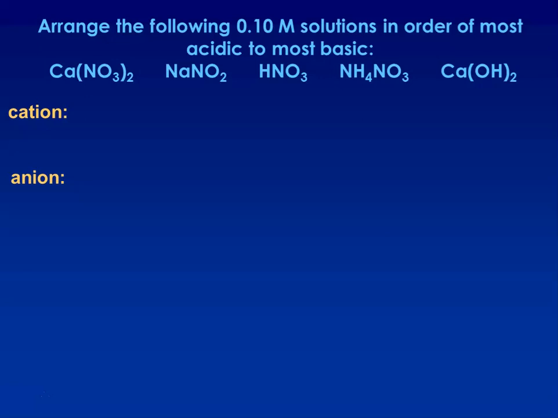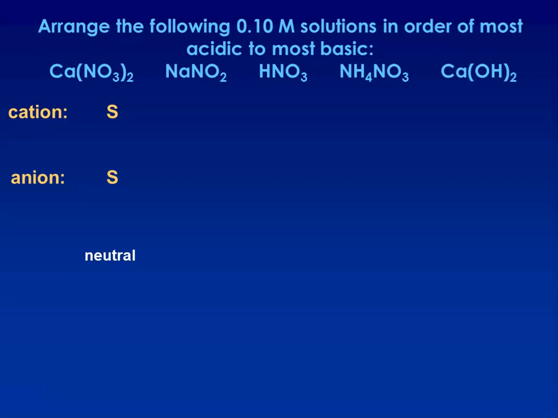So in the case of calcium nitrate, we've got a group 2 metal, an alkaline earth metal, so that's going to be coming from a strong base. And then nitrate is paired normally with hydrogen as an acid to make nitric acid, a strong acid. That would be an example of a neutral salt.